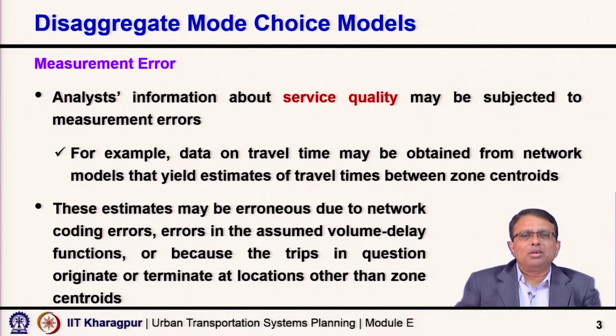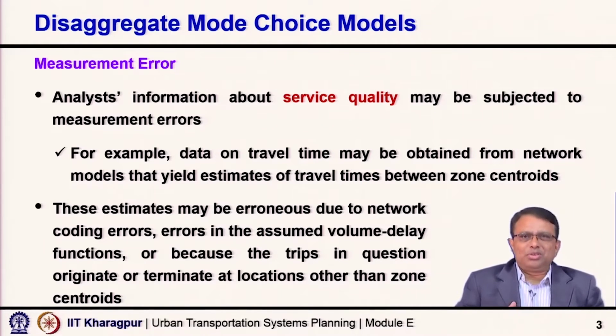The second one relates to measurement error. Analyst's information about service quality may be subjected to measurement error. Every data we use could have some kind of measurement error. For example, data on travel time may be obtained from network models that yield estimates of travel time between zone centroids, whereas all people living in a zone may not have the same travel time.